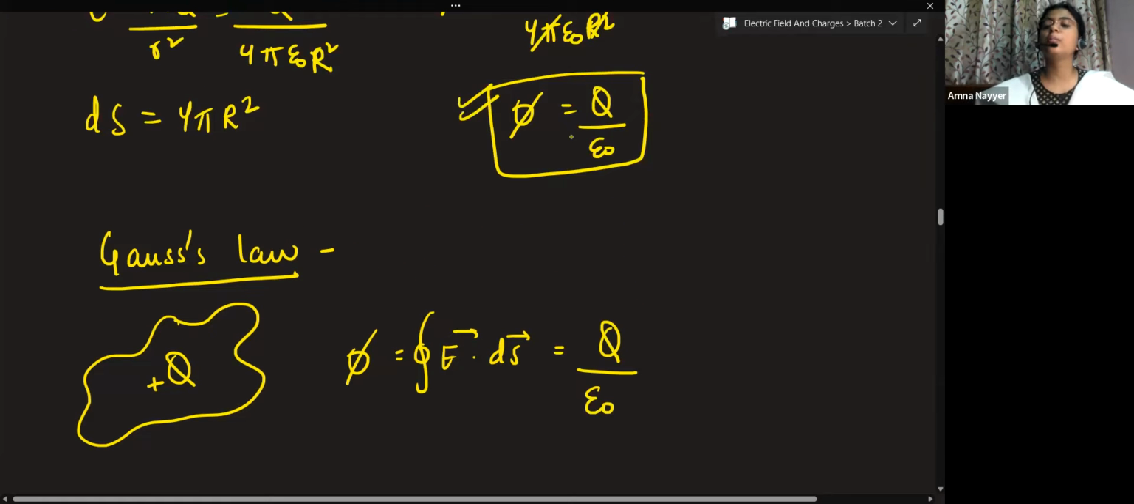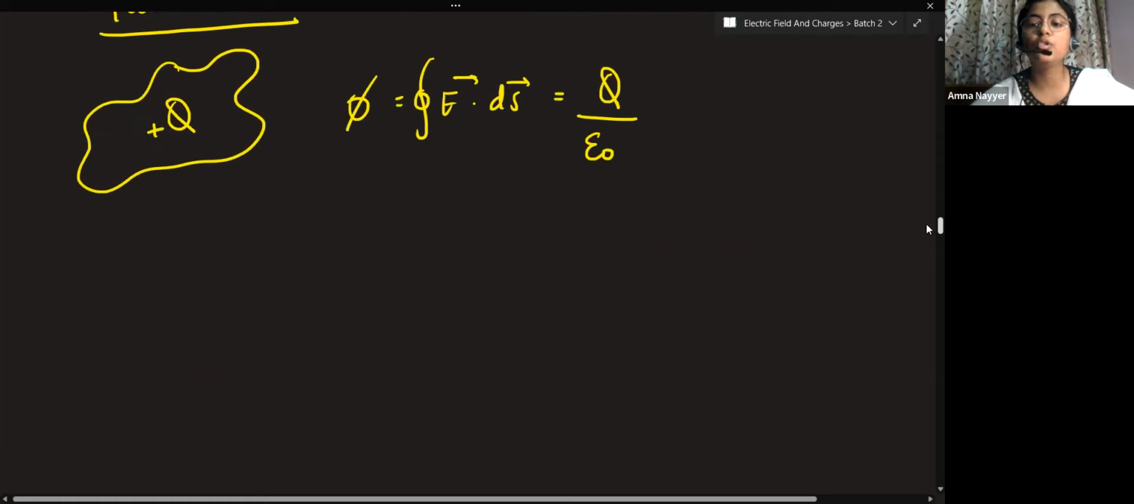This is one of the important derivations of yours. Phi is Q by epsilon naught. So Q by epsilon naught, Q is what? Q is the total charge enclosed.